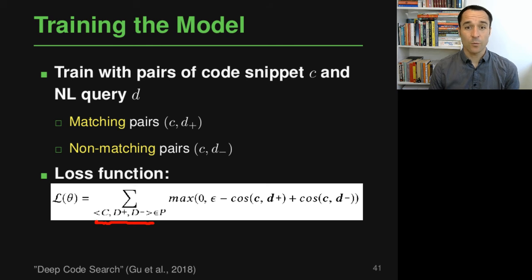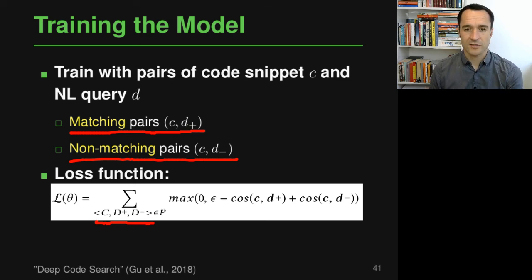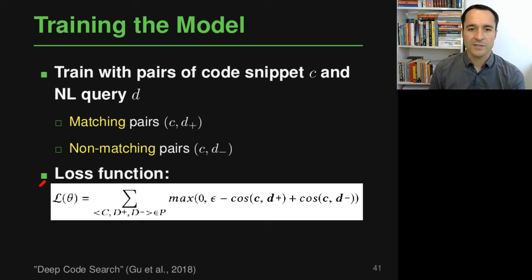And then what we want is that for the matching pair, so for the pair C and D plus, the predicted cosine similarity should be high, because this description is actually describing what the code is about. Whereas for the non-matching pair, C and D minus, this cosine similarity should be low, because this code and this description are just not supposed to be similar. And this is what is expressed down here in this loss function. Ideally the loss should go very close to zero. So if the model works well, the loss will be very small.